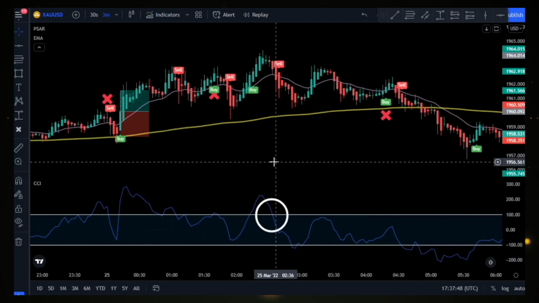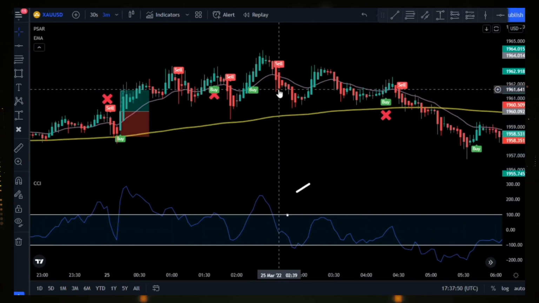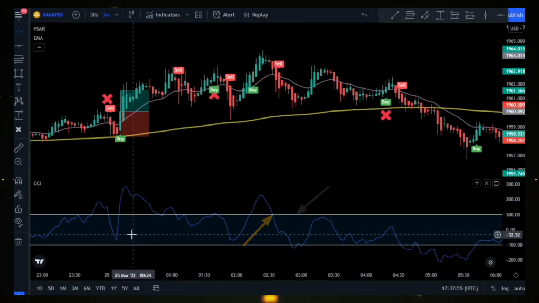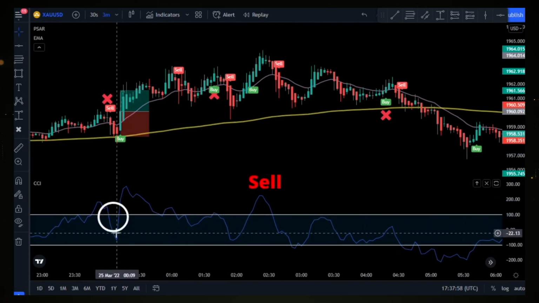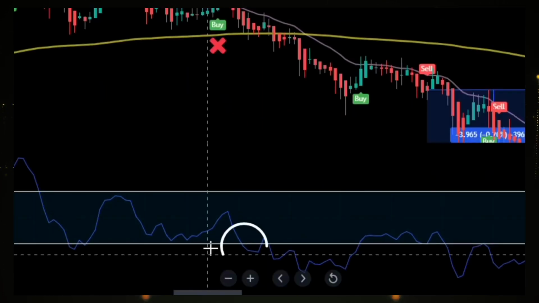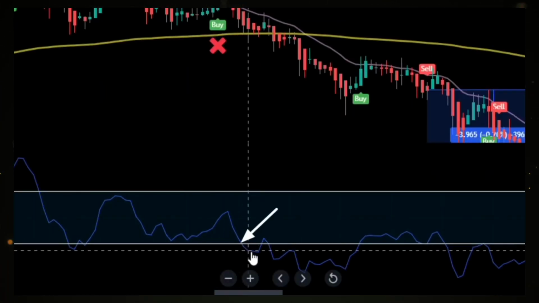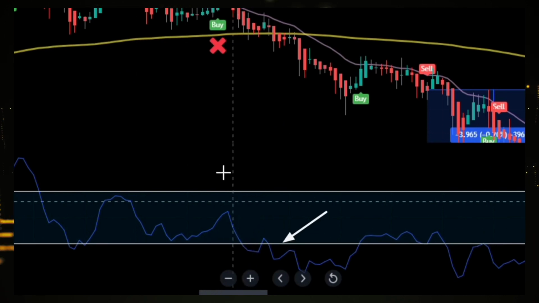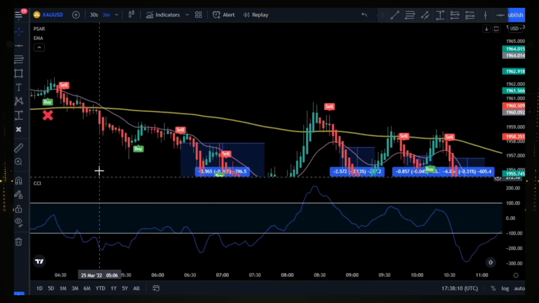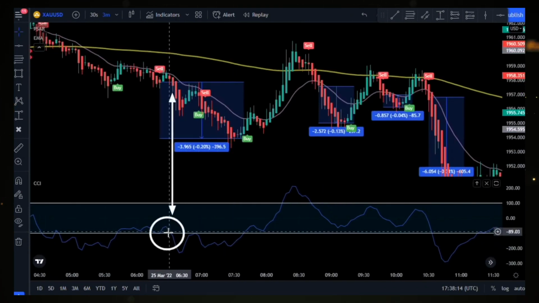Now I'll demonstrate how effective this indicator is. When the blue CCI line crosses the white horizontal line from top to bottom, it indicates that there is a sell signal. The first form of sell indicator is this. I'll tell you about the second one now. Here's the second kind of sell indicator. If the blue CCI line crosses down from the bottom horizontal white line again, it will signify a sell position.